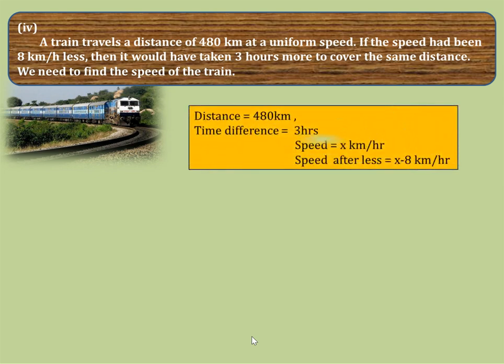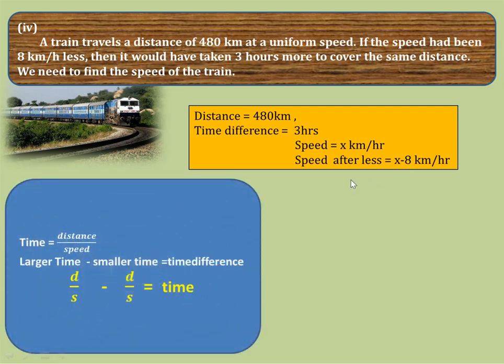Okay, what is given here? Distance is 480 kilometers, time difference is 3 hours, and speed, we took speed as x kilometers per hour. What is given? 8 kilometers. If the speed had been 8 kilometers less, it means we have to reduce, we have to minus. So it becomes x minus 8. And one more thing you should remember here, that's the time distance relation formula. Time is equal to distance traveled divided by speed.